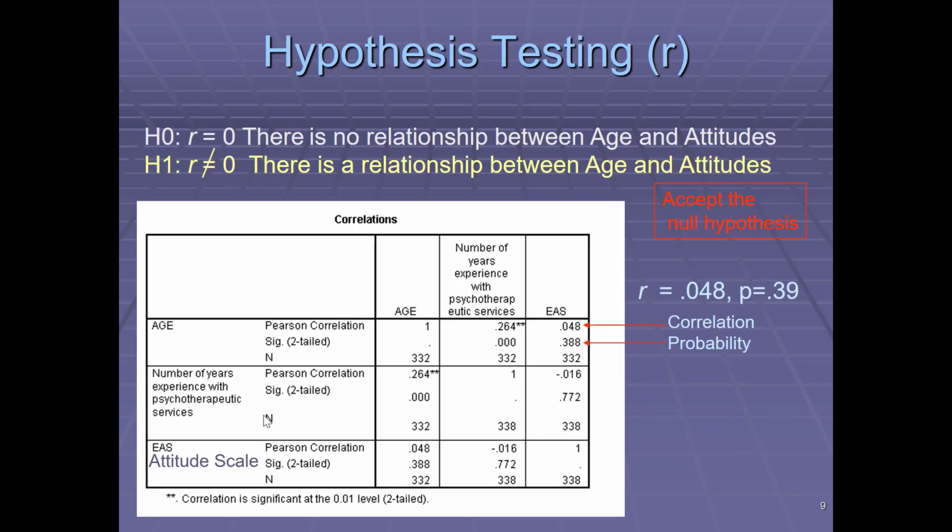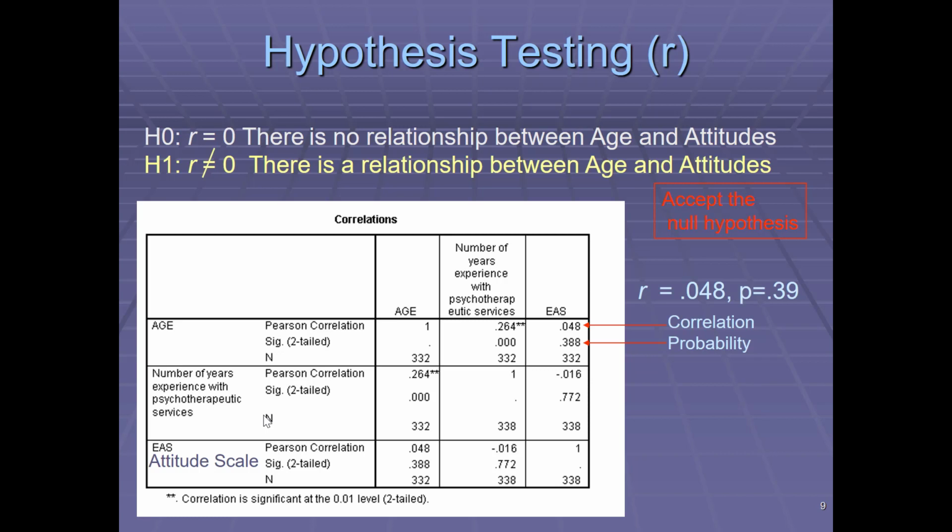All right, so if you're doing hypothesis testing, okay, so there's no relationship between age and attitudes. That's your null hypothesis, right? Your null hypothesis is always that there's no relationship between the variables. So your null hypothesis for this example is that there is no relationship between age and attitudes. And your alternative hypothesis is that there is a relationship between age and attitudes, okay?